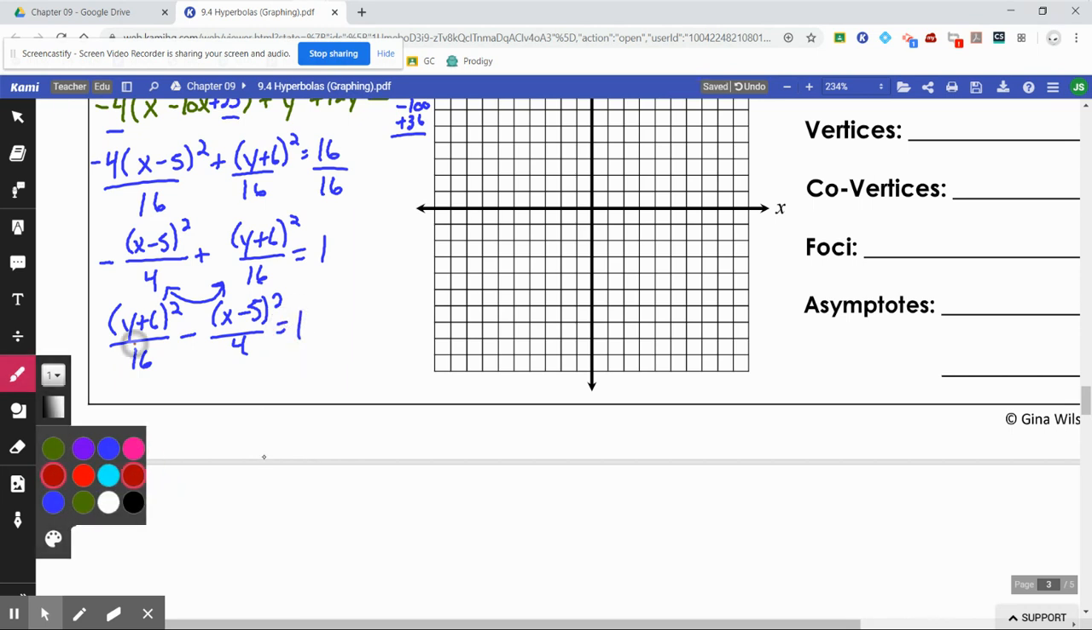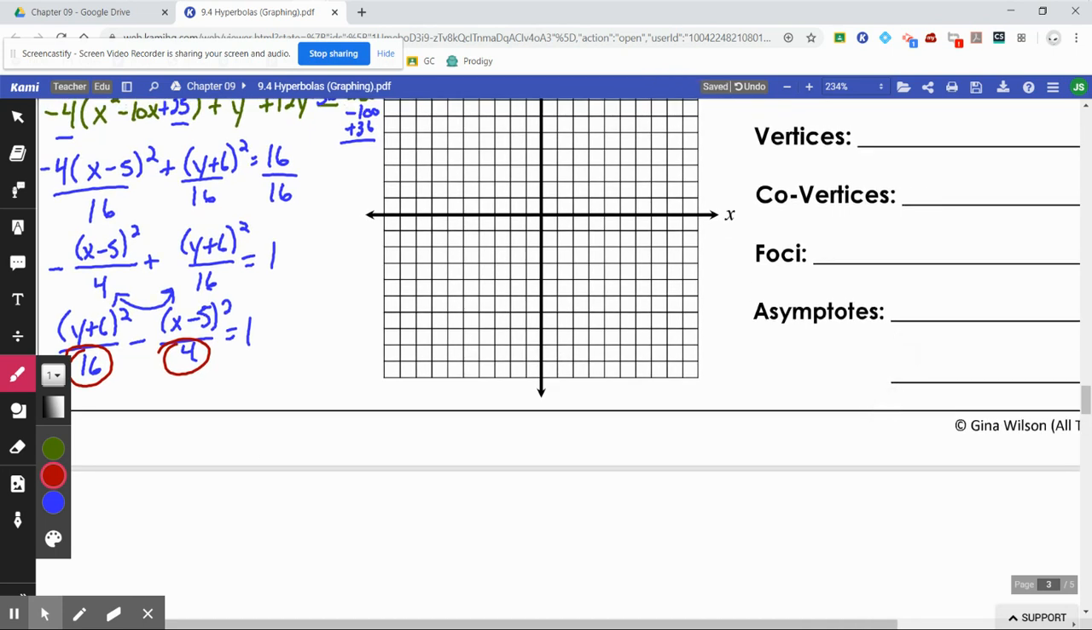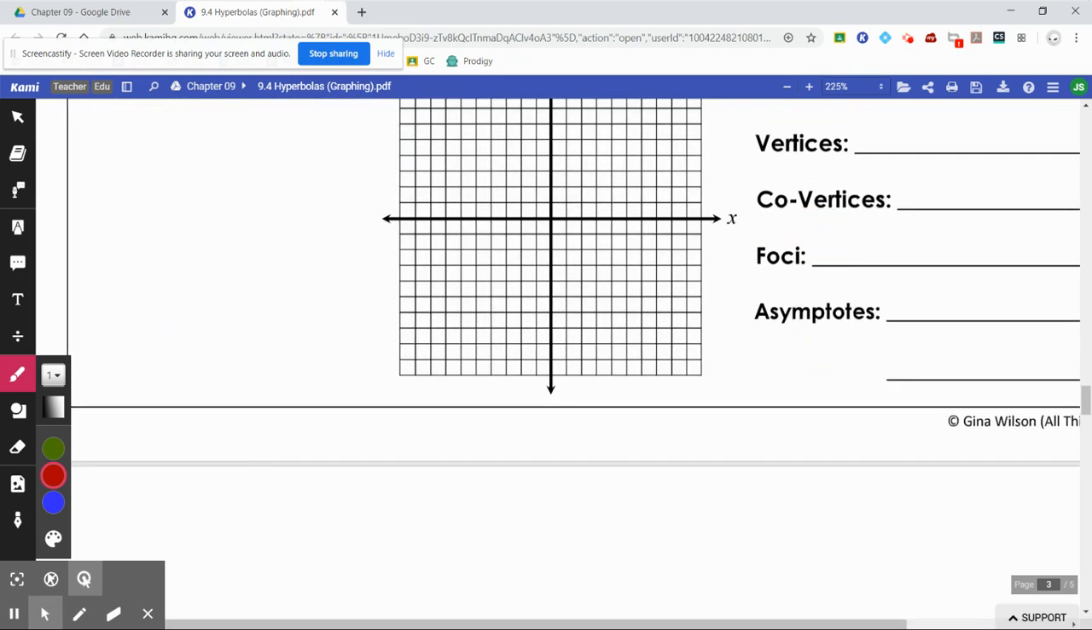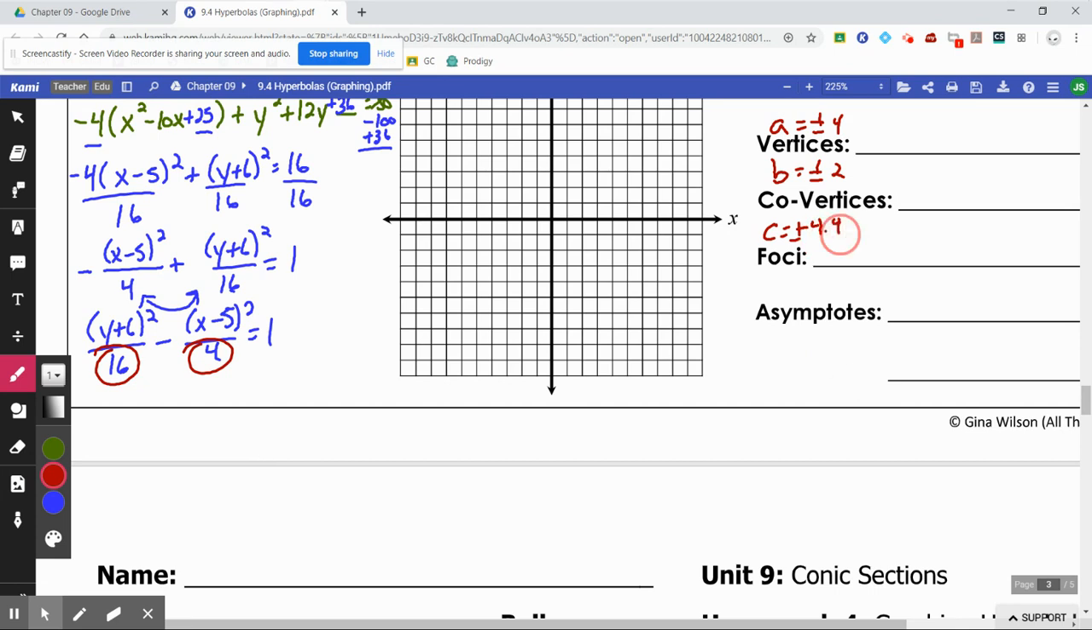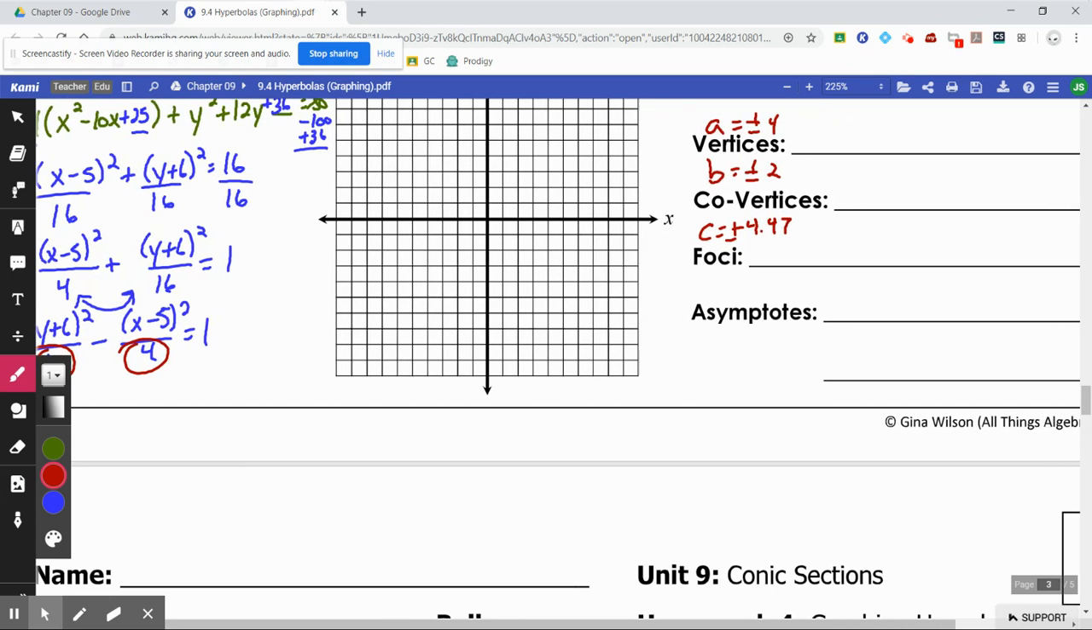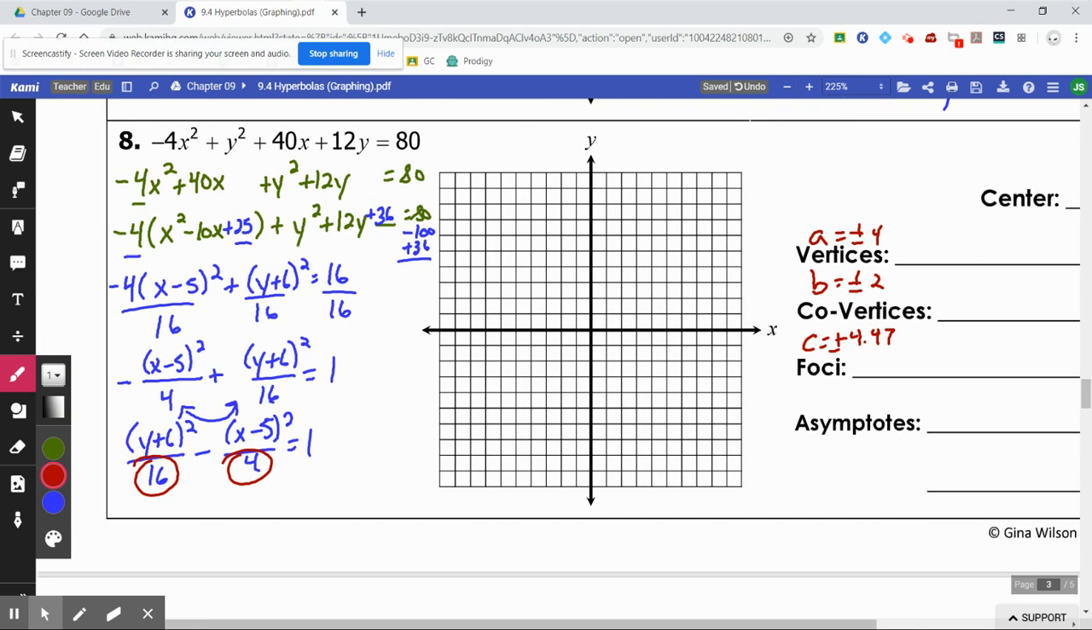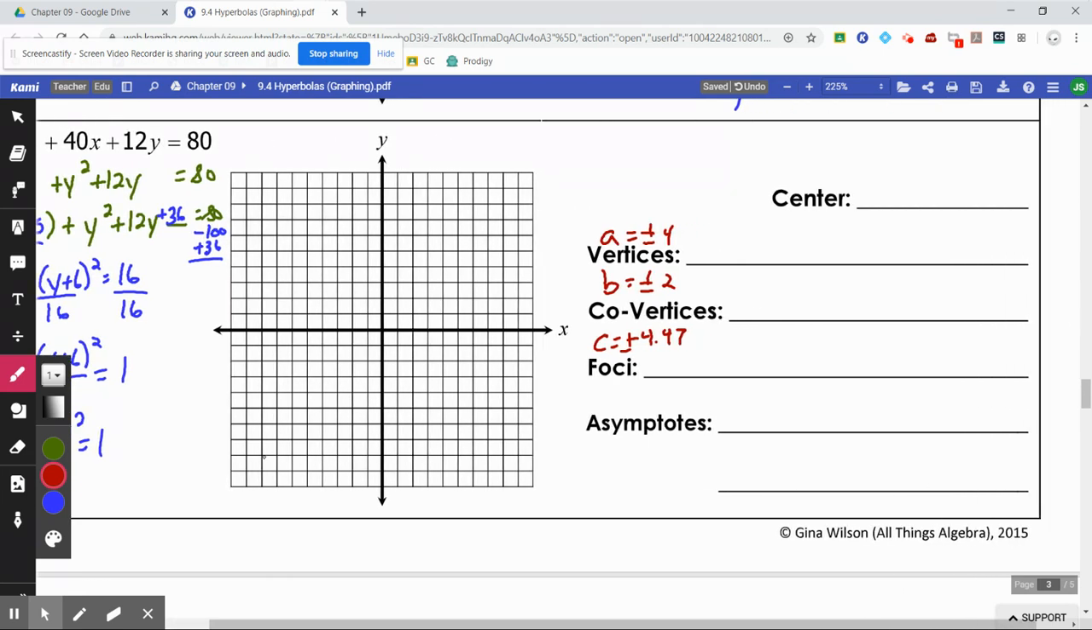So therefore you have an a squared and b squared of 16 and 4. So that means you have an a of plus and minus 4, a b of plus and minus 2. Since c squared will equal a squared plus b squared, that means that c squared is 20. So that makes c the square root of 20, which is about 4.47. So there's your a, b, and c values. The center, okay, your x value is over here. So this would be right 5, down 6. Right 5, down 6 is your center.